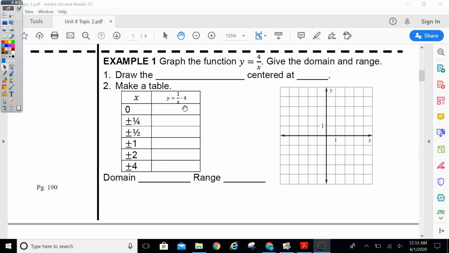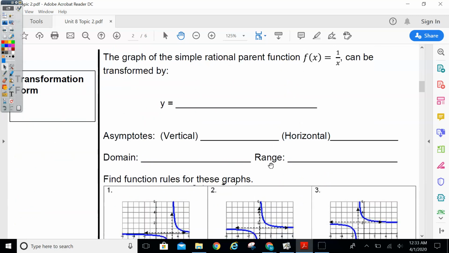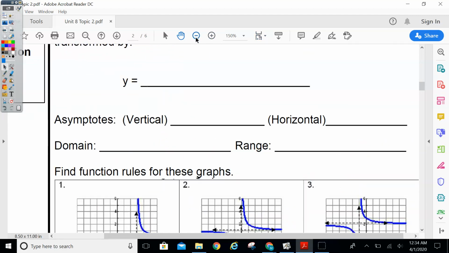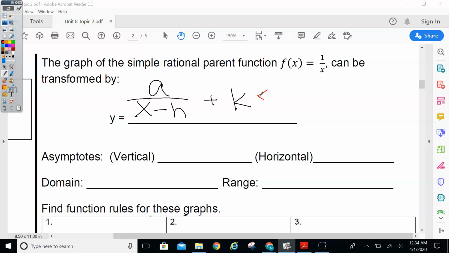Okay, so example number 1, we'll come back and finish graphing that after we talk about the transformations. So this is like any other function that we've done in transformation form. We have our a, h, and k. The equation is y equals a over x minus h plus k. And if you remember all our other functions, the k value makes the graph go up or down.